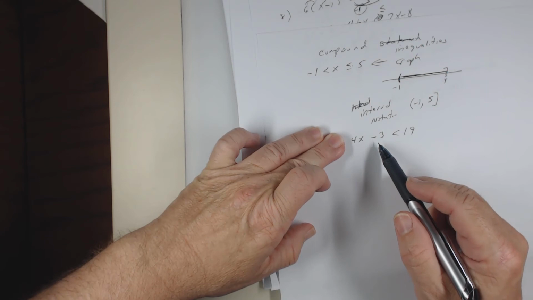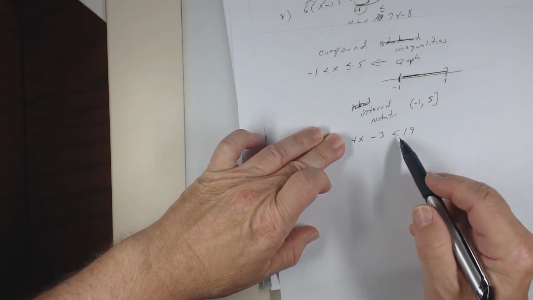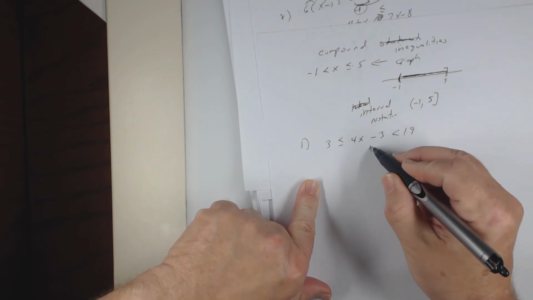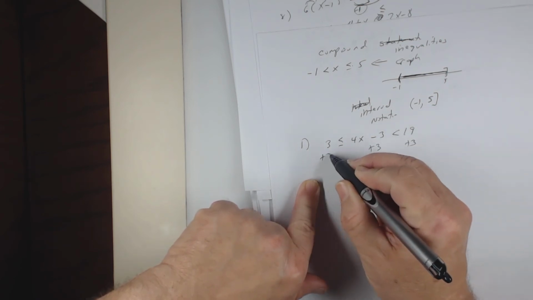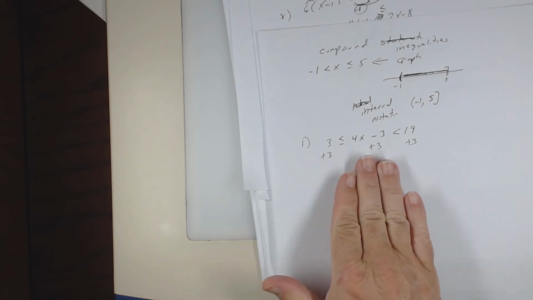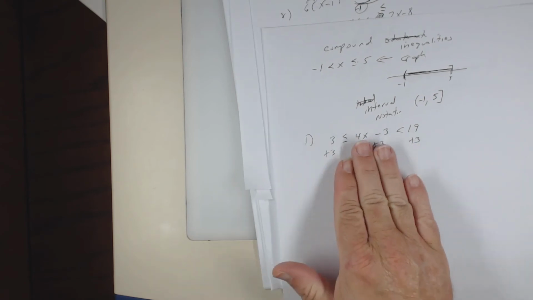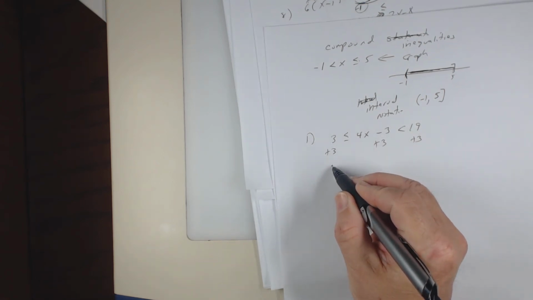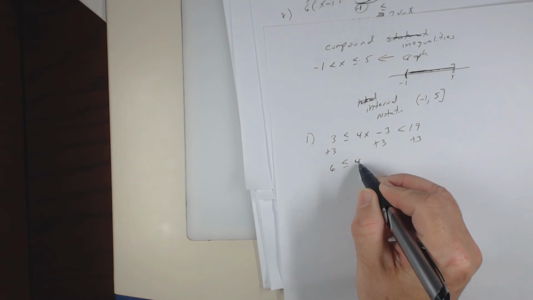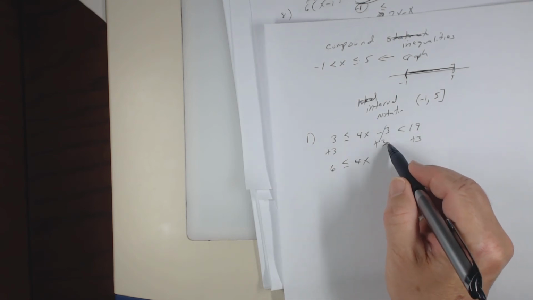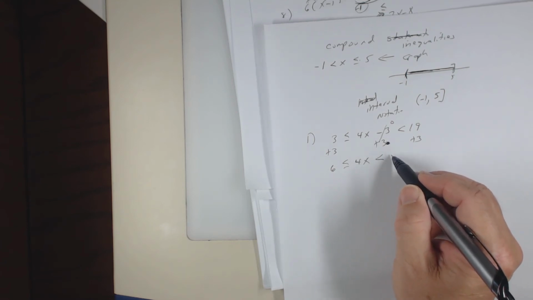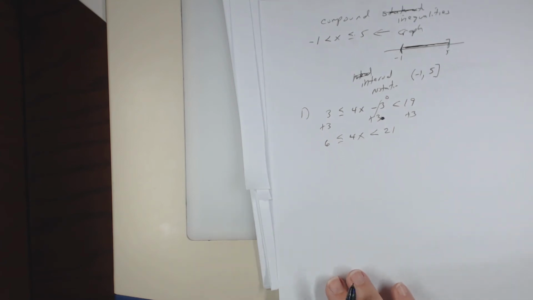Add 3 to both sides. But you don't have 2 sides here, you have actually 3 sides. So you can add 3 to all of them. So add 3, add 3, add 3, just like this. So notice I added 3 to all parts. There are 3 parts, left, middle, and right. Combine like terms, what's 3 plus 3? 6. That's equal to 4x, because that's 0. It's less than 22. What's the next step?